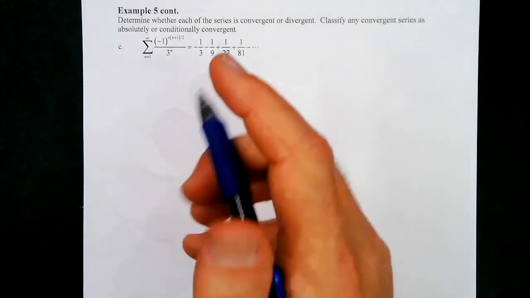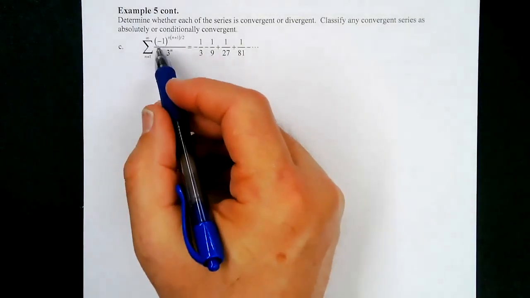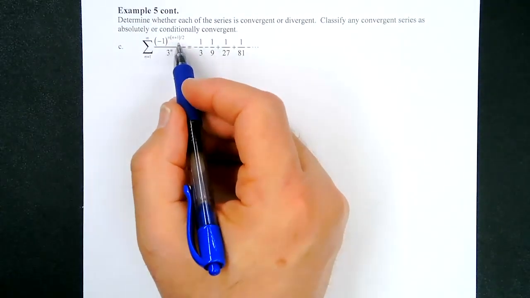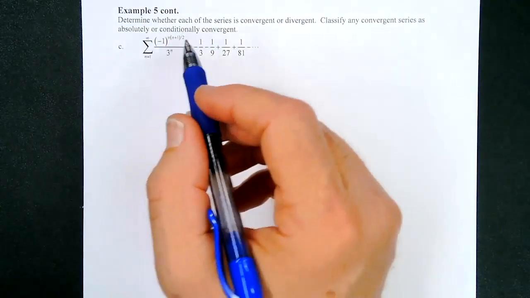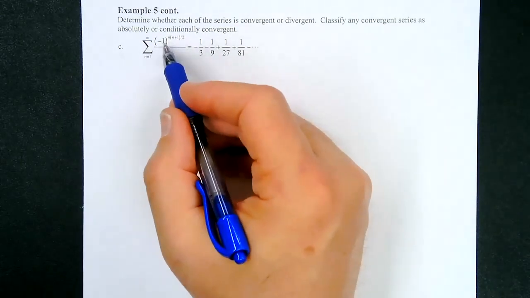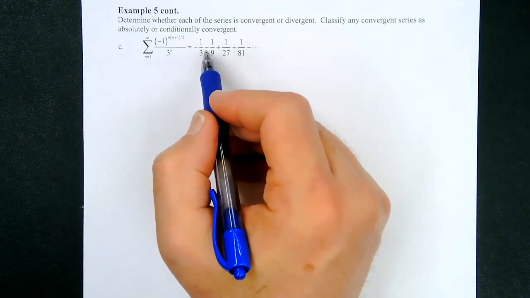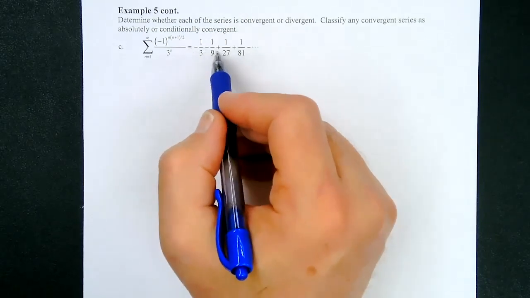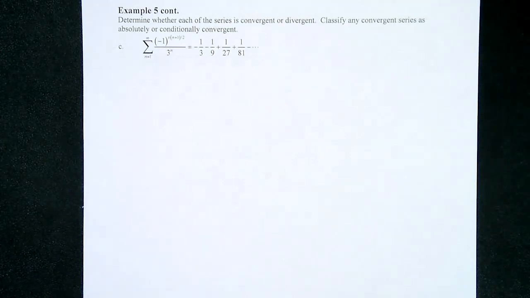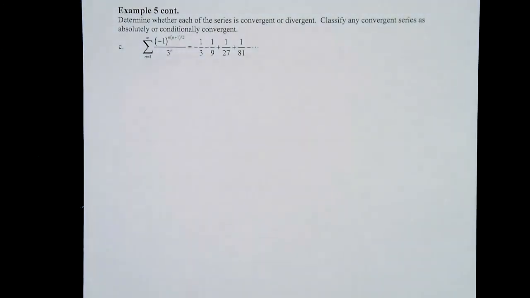So for this next one, we have the sum from n equals 1 to infinity of -1 raised to this ugly power, n times n plus 1 over 2, over 3 to the n. This -1 to these different powers causes the terms to be negative, negative, and then positive, and then positive. So this is a perfect example where we couldn't even use the alternating series test.